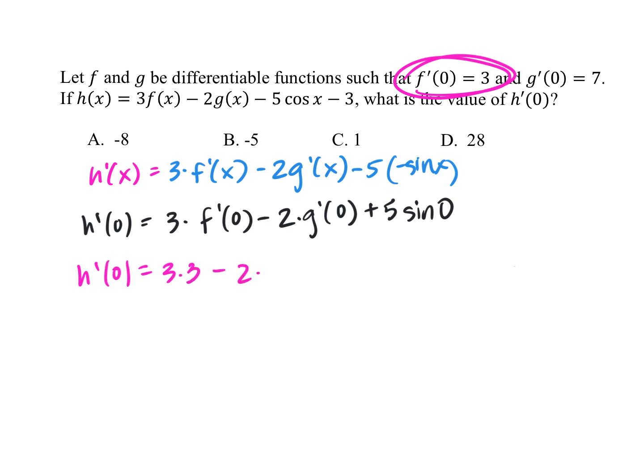What about g prime of 0? Oh my gosh, they gave us that too. You could write down a little minus 14 or write it out. Ooh, back to our unit circle. Sine of 0. Zero's here. The y value is going to be 0. So we'd have 5 times 0. You could just write 0. Final answer? 0. Beautiful.